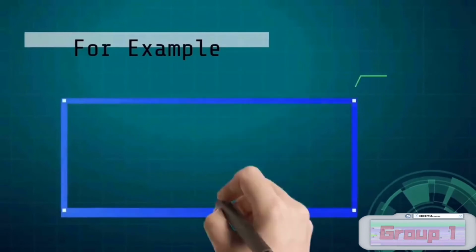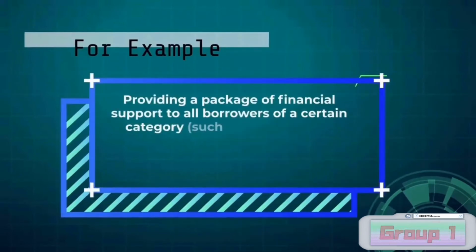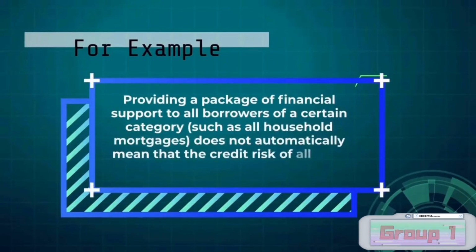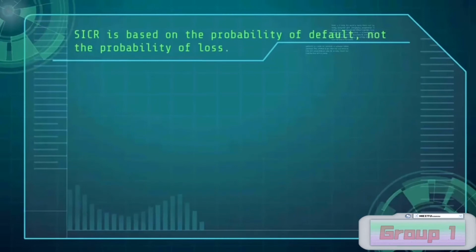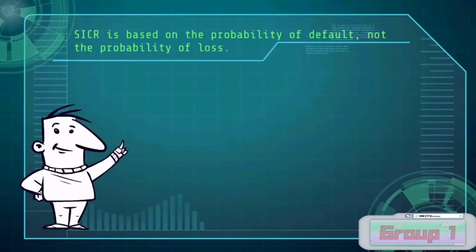For example, providing a package of financial support to all borrowers of a certain category, such as all household mortgages, does not automatically mean that the credit risk of all such borrowers is significantly increased. SICR is based on the probability of default, not the probability of loss.